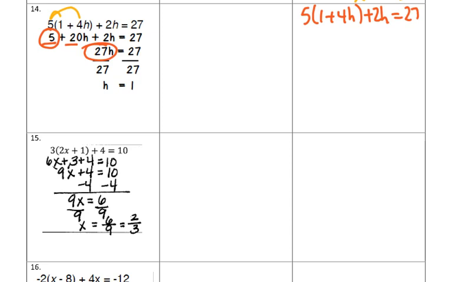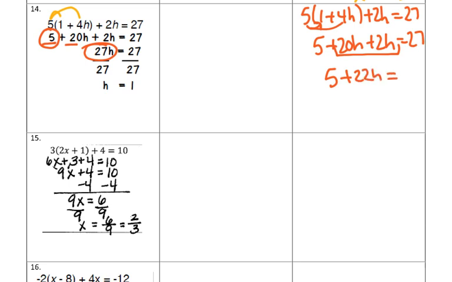So it would look something like this. Distribute 5 plus 20h plus 2h equals 27. These two we can combine and get 5 plus 22h equals 27. Subtract 5, we get 22h equals 22. And in this case, we actually luck out, and they still would have got the same answer. But that's only because of the way the numbers were.